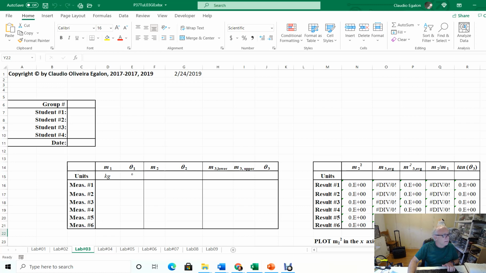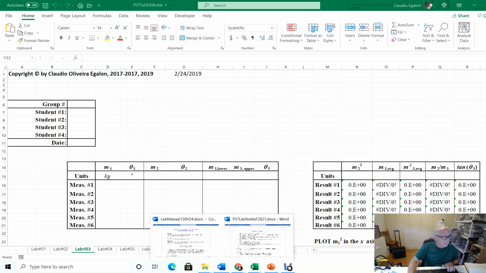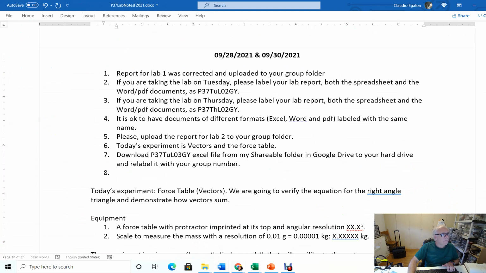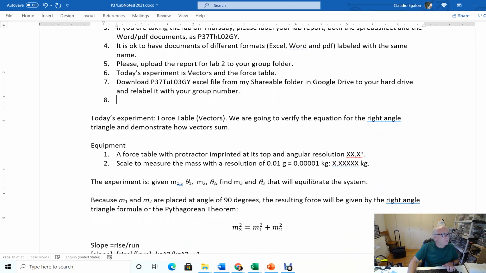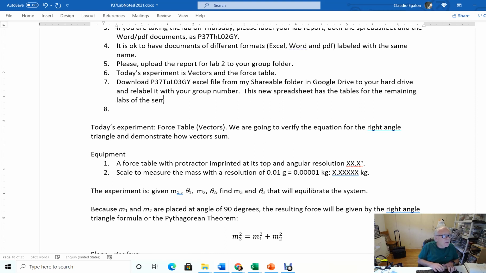And now, from now on, you don't have to worry. You already have all the spreadsheets for the upcoming labs. Okay, here you go. Today's experiment is going to be a force table. Okay, I'm going to write that down here. This new spreadsheet has the tables for the remaining labs of the semester.